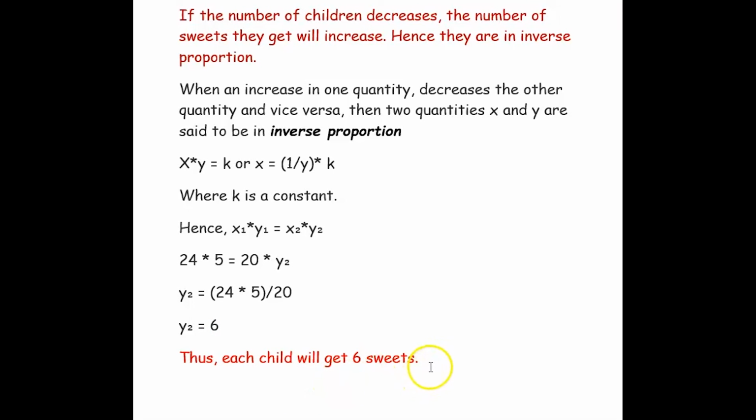Hope you have understood how to find whether the given relation is in inverse proportion, that is, an increase in one quantity produces a corresponding decrease in the other quantity. And using the relation x into y equals a constant, we can find the unknown values of the variable if the two variables are related inversely.